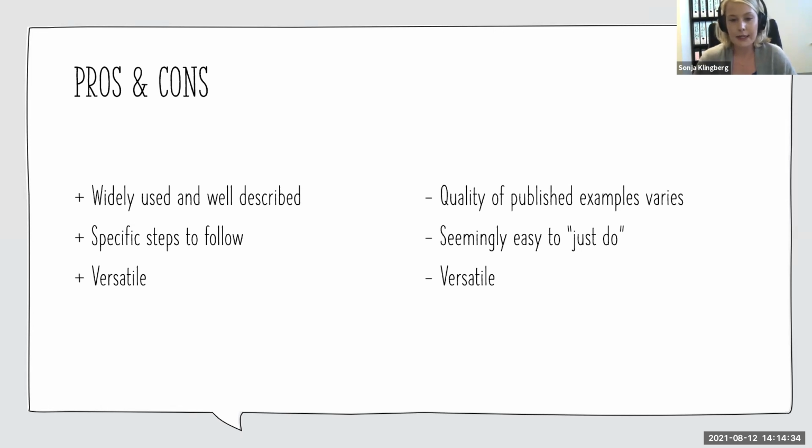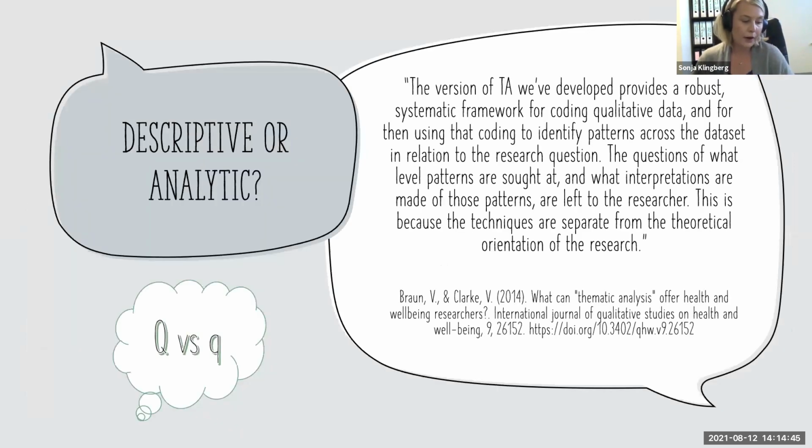But then this versatility is also a bit of a challenge, since there are so many decisions to be made. So for example, what level of depth or nuance we're going for with the analysis. And I find this quote from Brown and Clark illustrative of some of the diversity in using reflexive thematic analysis. So they say here that the version of thematic analysis we've developed provides a robust, systematic framework for coding qualitative data, and for then using that coding to identify patterns across the data set in relation to the research question. The questions of what level patterns are sought at and what interpretations are made of those patterns are left to the researcher. This is because the techniques are separate from the theoretical orientation of the research.